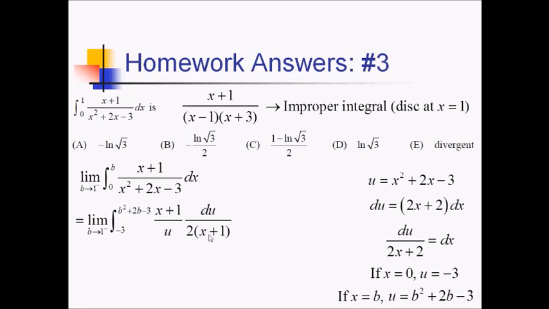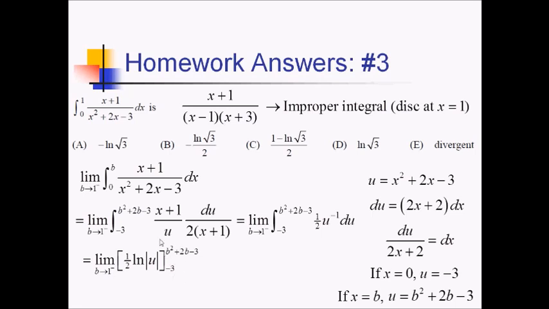Canceling them out, I get all of this limit stuff, and this is going to now be 1/2, because we still had a 2 down here, of 1/2 times u to the negative 1 du. All right. At this point, it's time to actually take an antiderivative, which is going to be 1/2 ln of the absolute value of u. We still have the limit as b approaches 1 from the left. We still have the upper and lower limits of integration here.